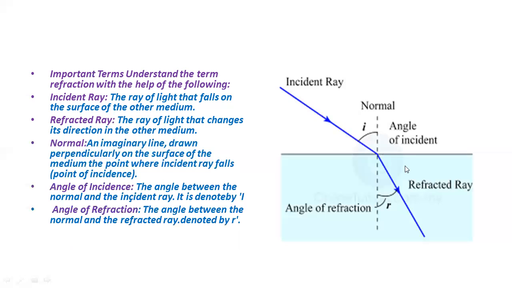Angle of refraction: the angle between the refracted ray and the normal, or the angle formed by the refracted ray with the normal, is called the angle of refraction. You can see it is represented with a small r. These are some important pieces of information which help us understand the refraction or bending of light.